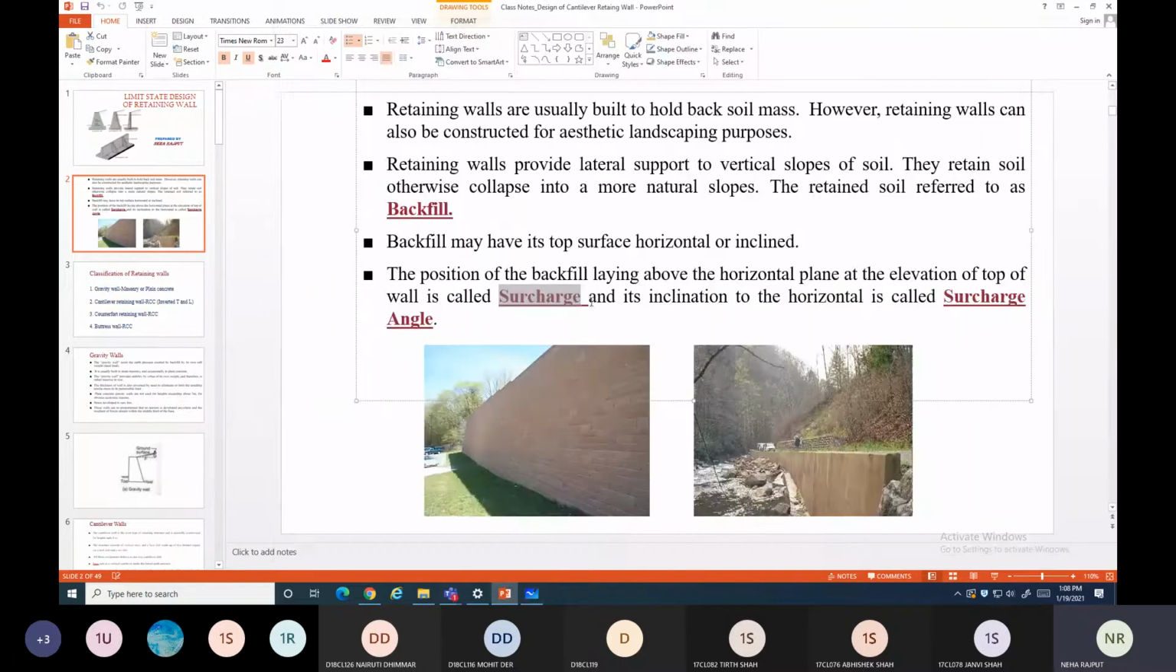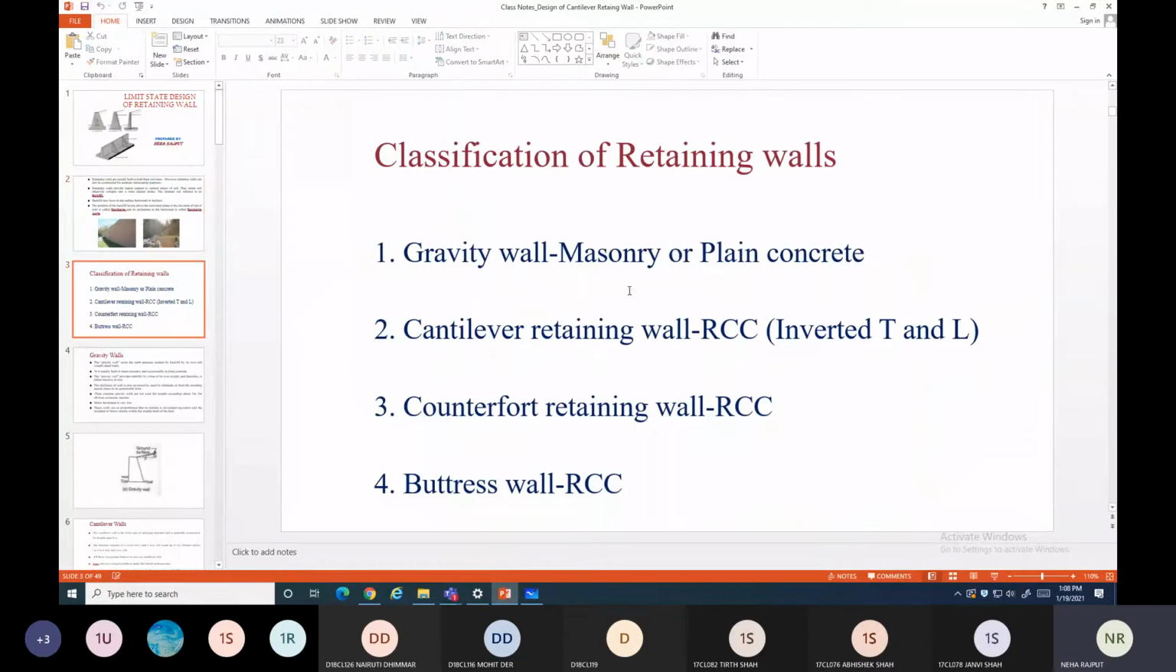And its inclination to the horizontal is called the surcharge angle.